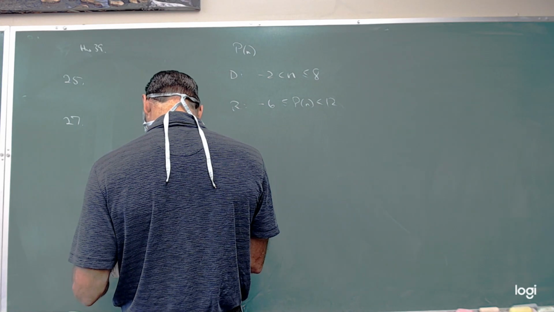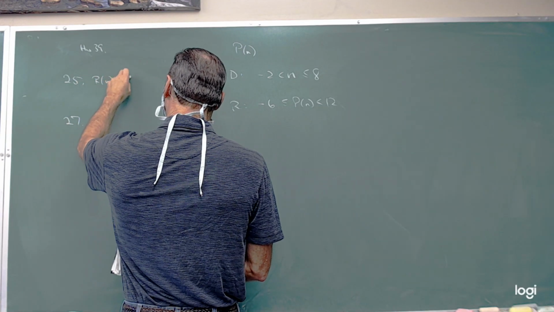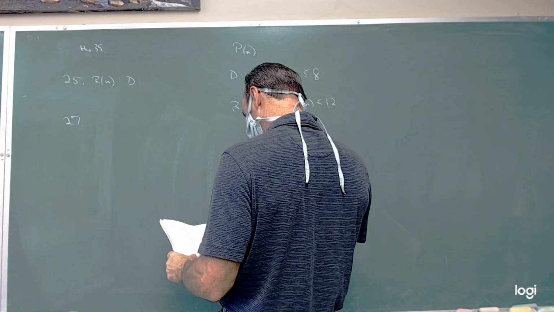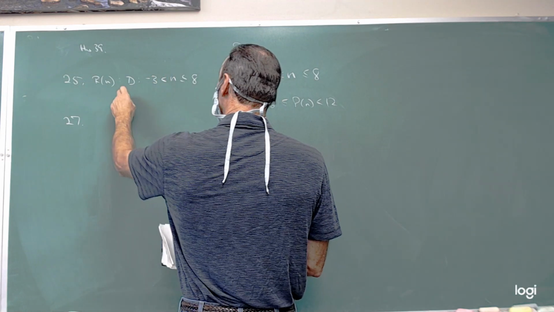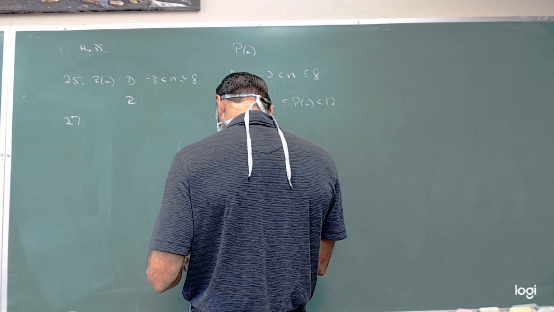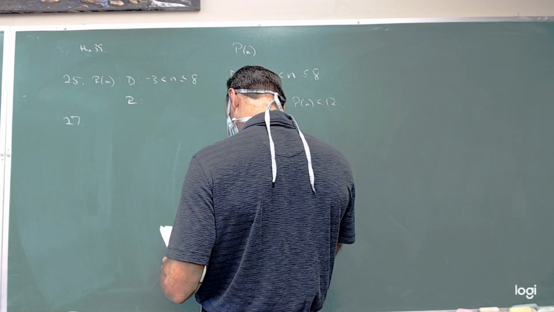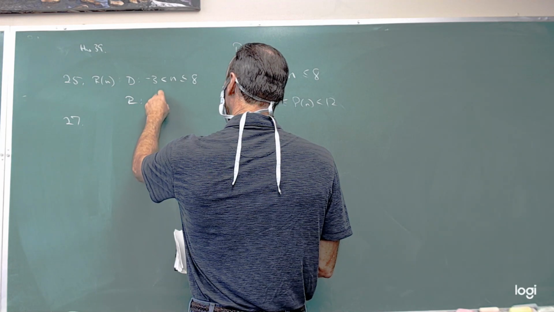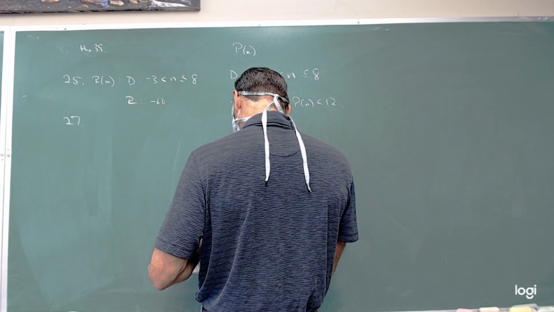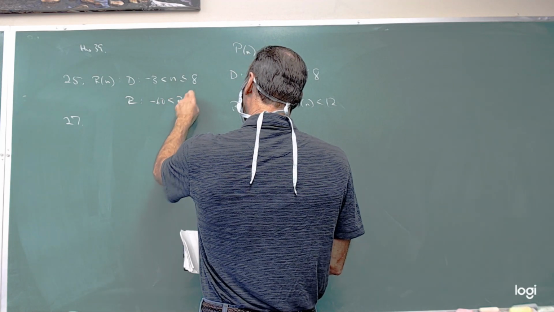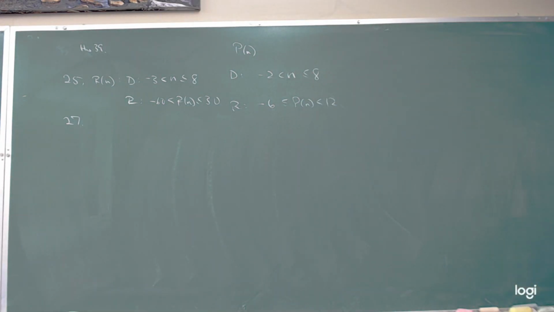Oh, wait. No, we're told that the domain and range of a new function, r of n, is going to be -3 less than n less than or equal to 8. And its range is going to be -60, is that 30? 60, right, one, less than r of n, less than or equal to 30. And then we want to figure out r of n is some transformation of p of n.